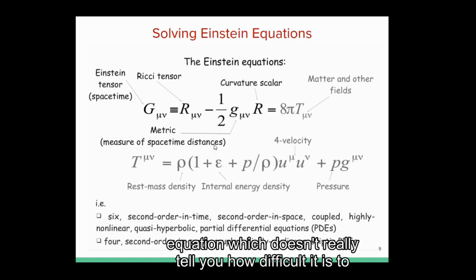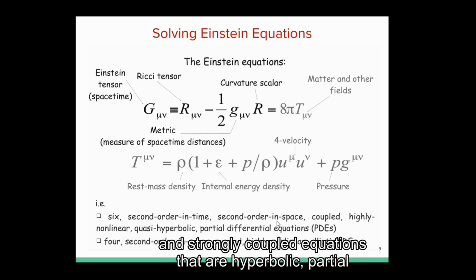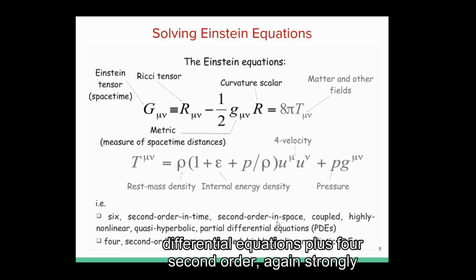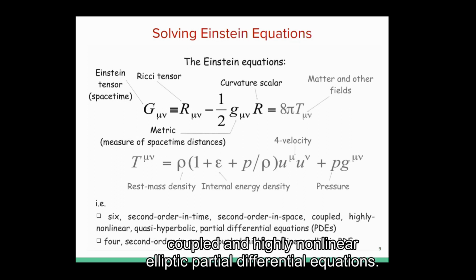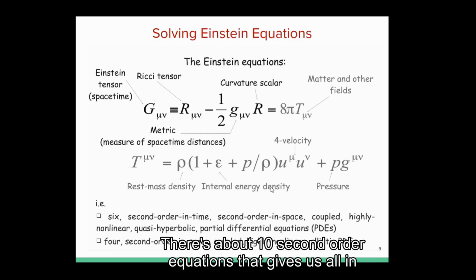In reality, however, there are actually 6 second order, highly nonlinear and strongly coupled equations that are hyperbolic partial differential equations, plus 4 second order, again, strongly coupled and highly nonlinear elliptic partial differential equations. There's about 10 second order equations that you have to solve in parallel all the time.